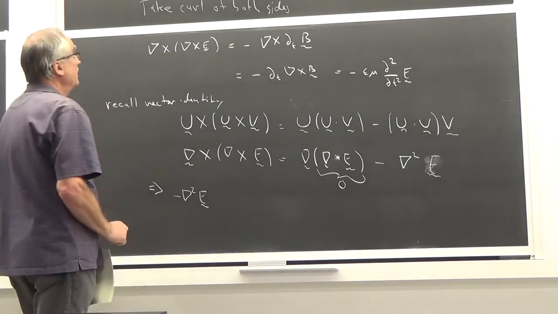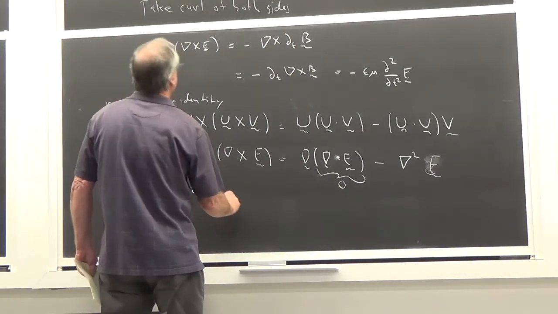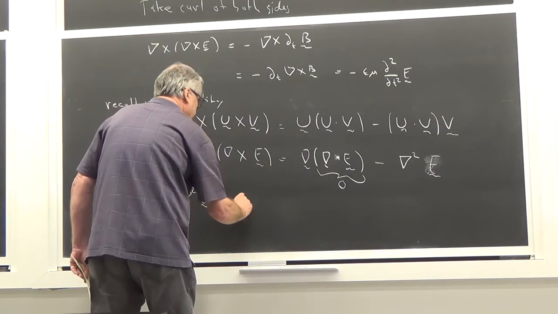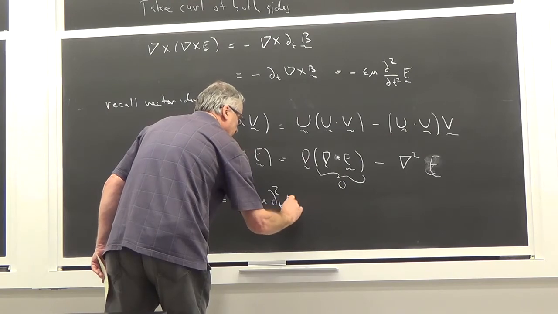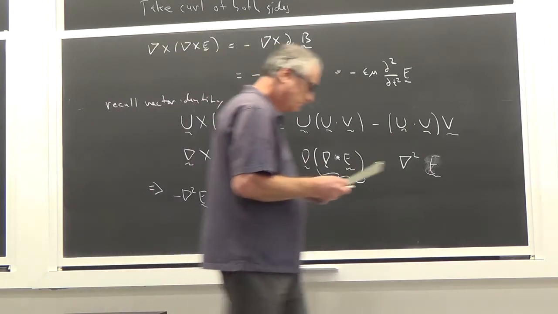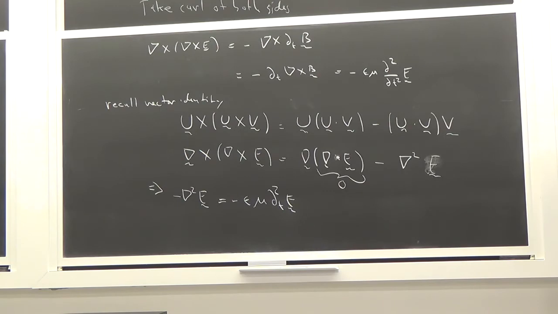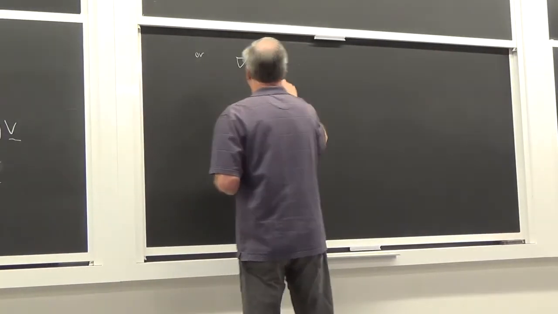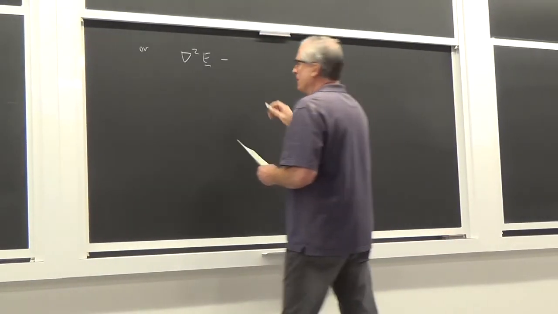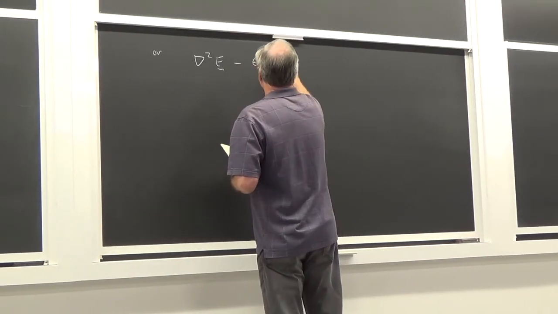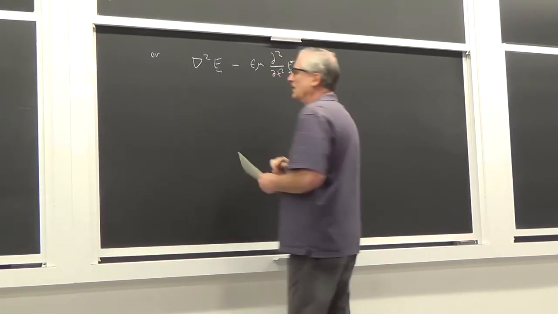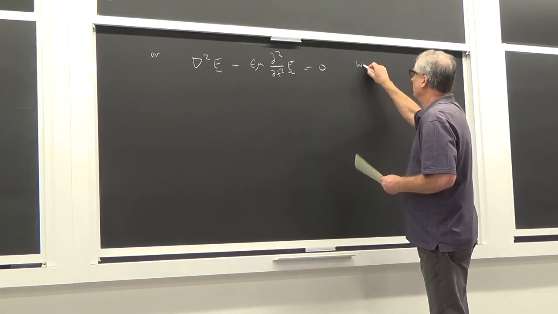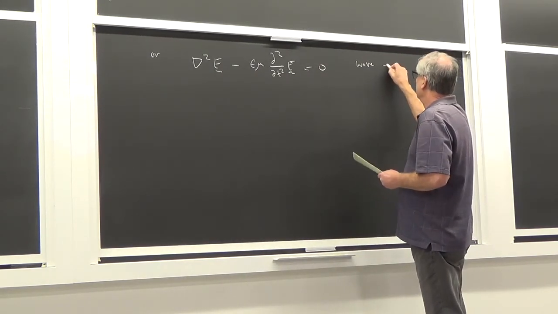Laplacian of E is equal to minus epsilon mu second time derivative of E. Or I just rewrite this without the minus signs and bring it all over to one side. I get del squared E minus epsilon mu d squared by dt squared on E is equal to 0. And that looks just like our old friend, the wave equation.